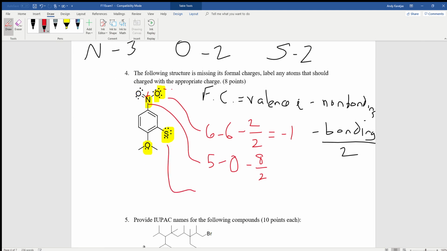The sulfur here is going to be exactly the same as what we saw for the oxygen. Sulfur has 6 valence electrons, minus 6 non-bonding, minus 2 over 2 bonding, gives us a charge of -1. And finally, this oxygen has 6 valence electrons, minus 2 non-bonding electrons. It has 3 bonds, so that's 6 bonding electrons, divided by 2 gives this oxygen a charge of +1.